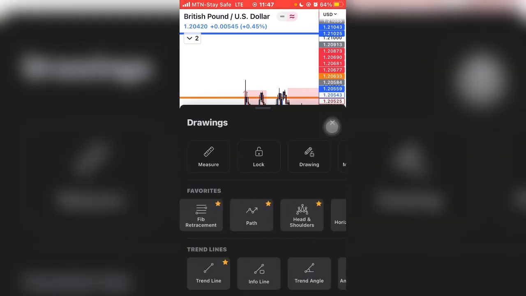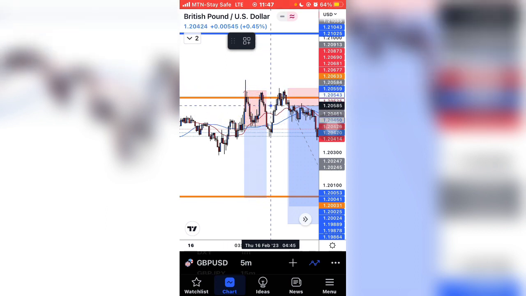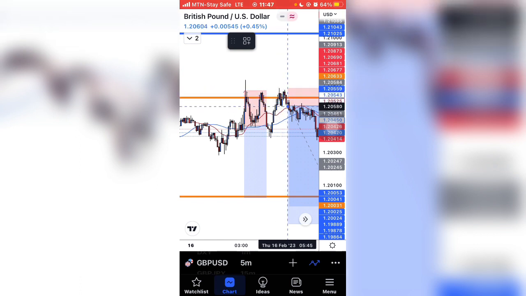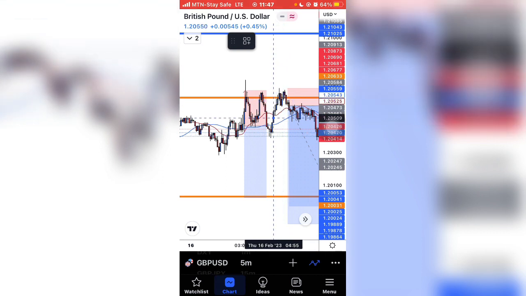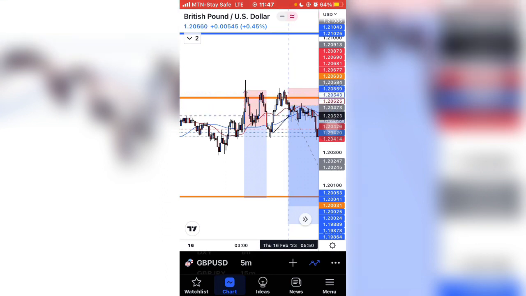I shorted GU at this area, and the price just went up, spiked, hit my stop loss, came back to form an M pattern, and still reversed back. At this top right here, I had to enter another sell because it broke structure, it broke the trend line from here. Then I went short on this one.